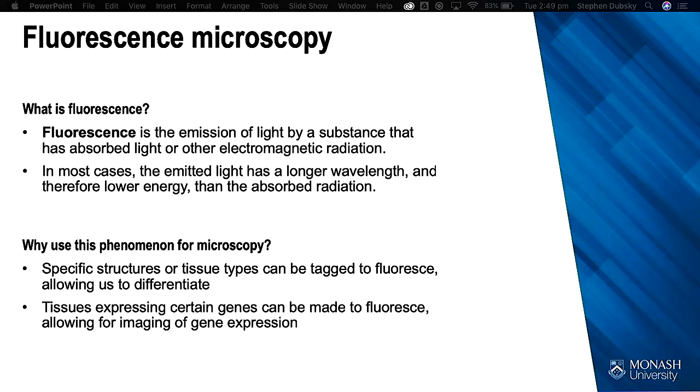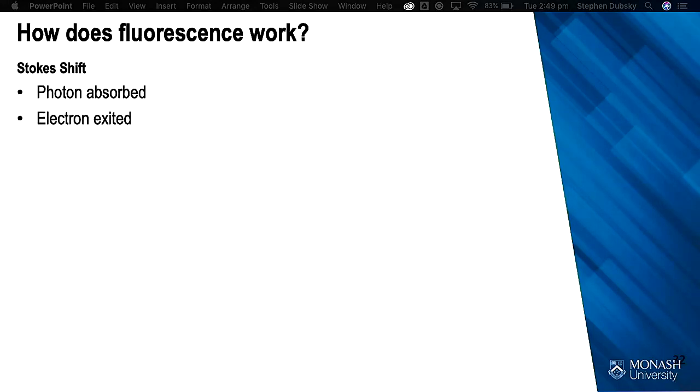One of the really big boons of fluorescence microscopy is that we can also make proteins that fluoresce, and we can make them express at the same time as certain genes are expressing. And so we can essentially image gene expression. And that's hereditary, so that can pass down through generations, and that's pretty powerful. Cool.